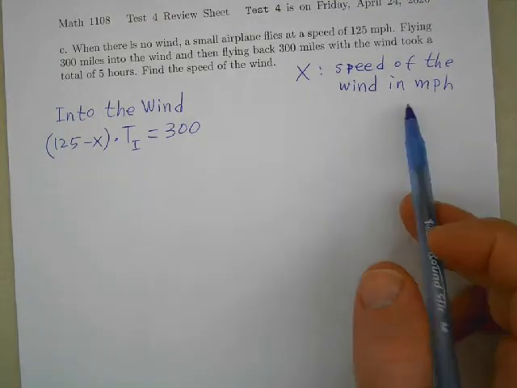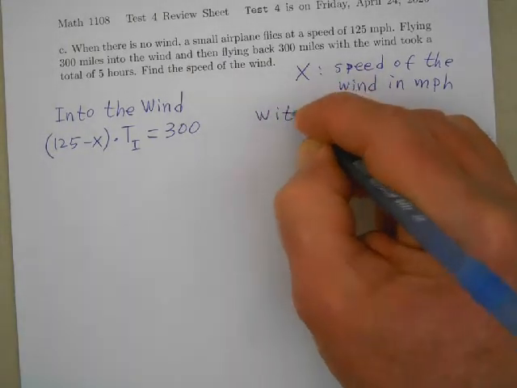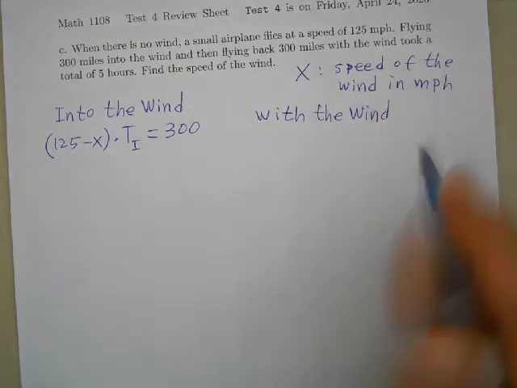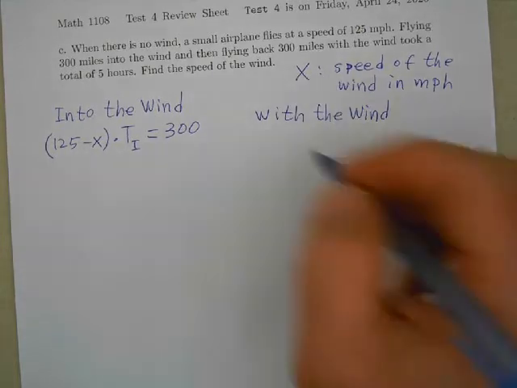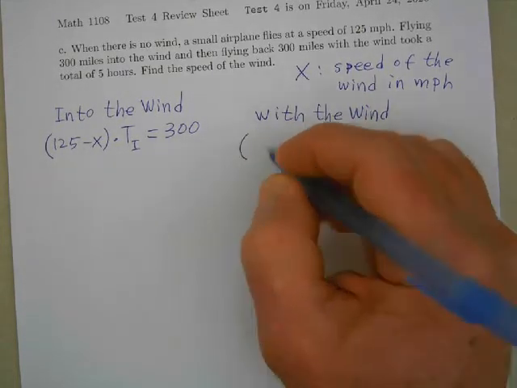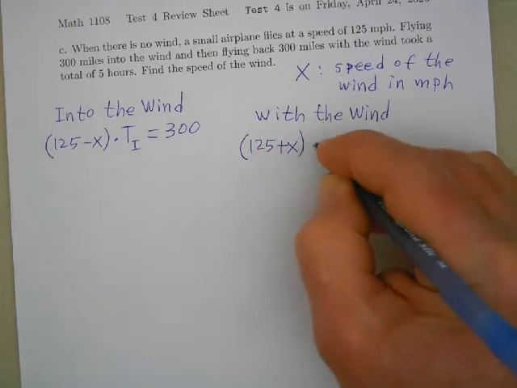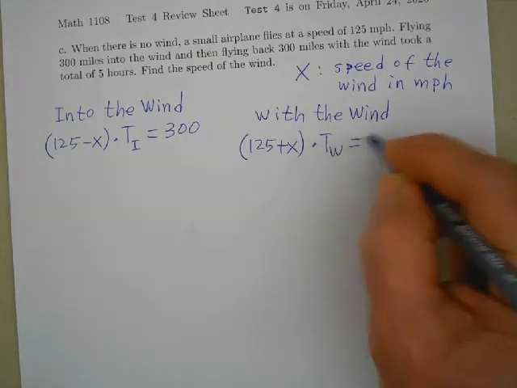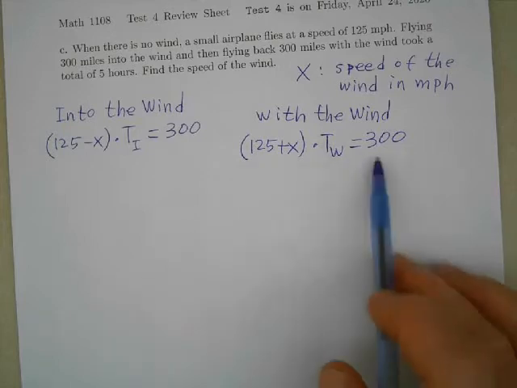And then on the return trip, the airplane is flying with the wind. So the airplane will be going faster than 125 miles per hour by x miles per hour. So with the wind, the speed of the plane will be 125 plus x miles per hour, and I'll use t sub w for the amount of time it takes to fly 300 miles with the wind.